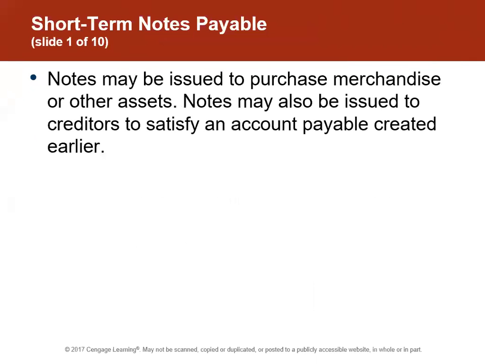However, instead of having just accounts payable, we could have a note. So notes may be issued to creditors to satisfy an accounts payable that we've already created. Again, this is the same concept as notes receivable, but now we're the one who owes. So maybe we don't have the funds to pay off one of our creditors in accounts payable. So we call them up and say, hey, we need 30 more days or 60 more days, and we want to convert that accounts payable to a notes payable. So that can happen.